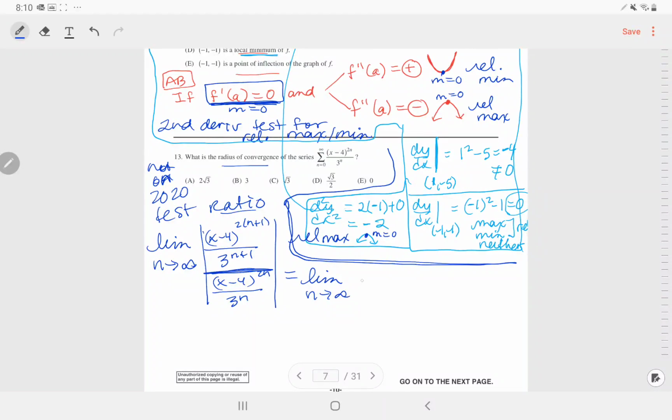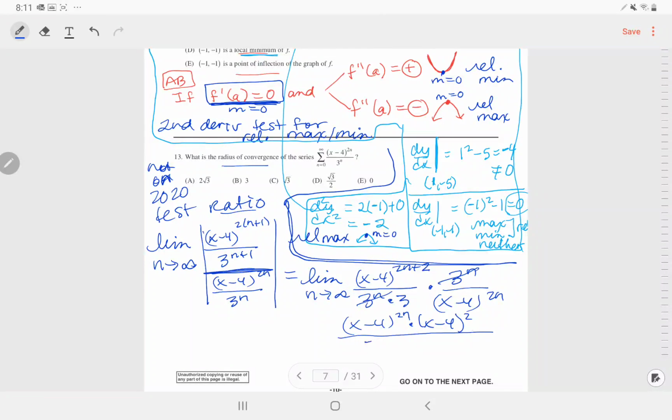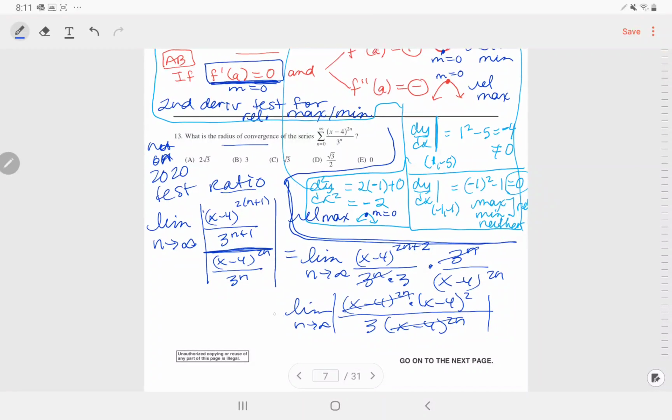So limit as n approaches infinity, x minus 4 to the 2n plus 2 over 3 to the n times 3 times, flip it, 3 to the n, and this would be x minus 4 to the 2n. Okay, so that numerator is x minus 4 to the 2n times x minus 4 to the 2. The 3 to the n's cancel. Let's not lose the 3. X minus 4 to the 2n. Those cancel. Absolute value, limit as n approaches infinity. Am I at the bottom? I am. Okay, so let me go left. X is actually not n.